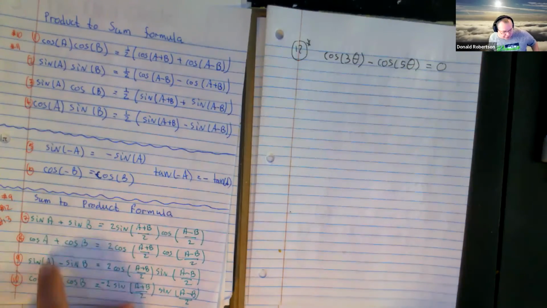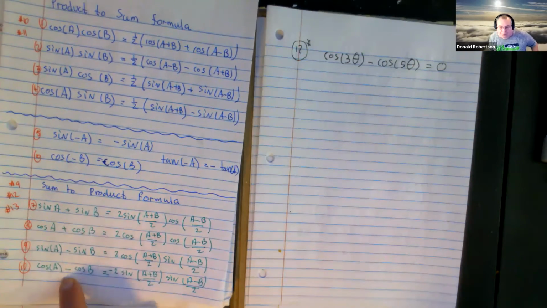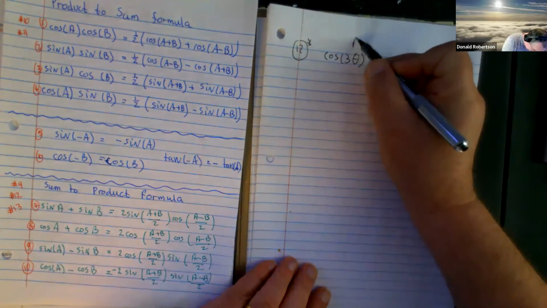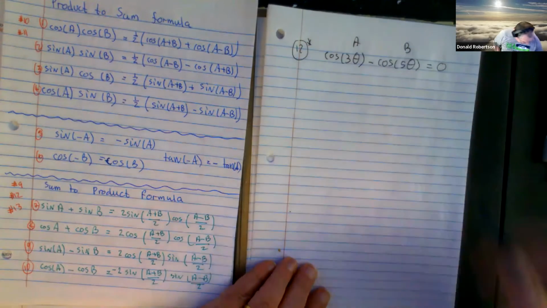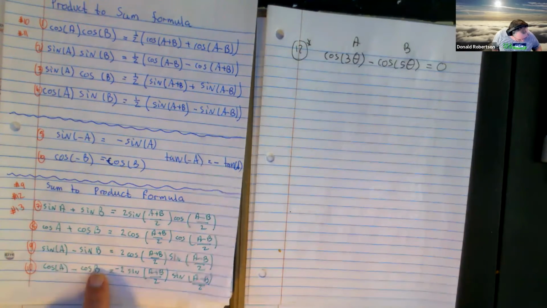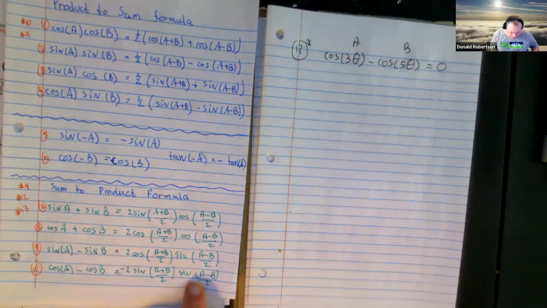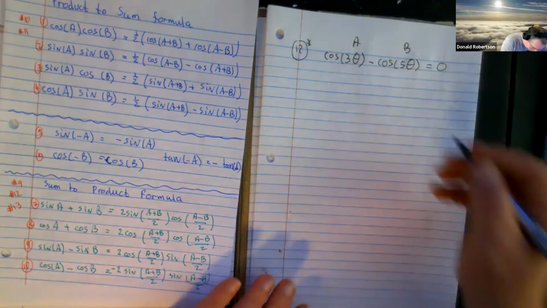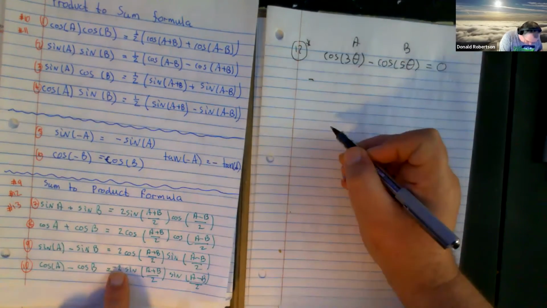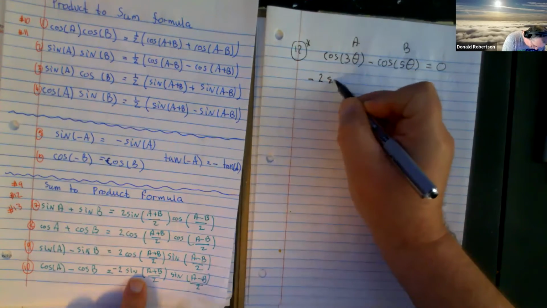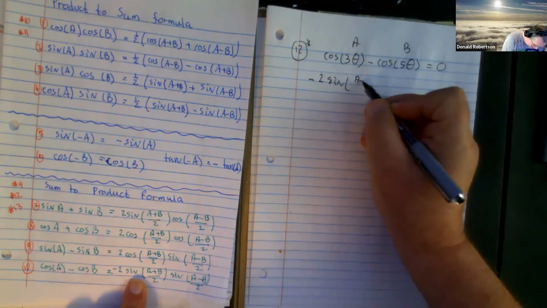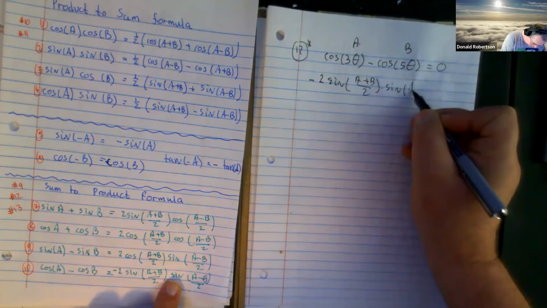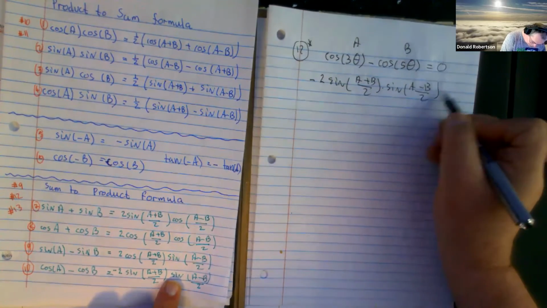So the sum to product are these 4 guys down here. I have a cosine, take away cosine. So think of that as being my A and think of that as being my B. So I'm looking for a cosine, take away a cosine, which means it's this bottom one. See it? Cosine, take away cosine. So it's going to be a negative, and yeah, it is a negative, 2 times the sine of A plus B over 2 times the sine of A take away B over 2, still equal to 0.